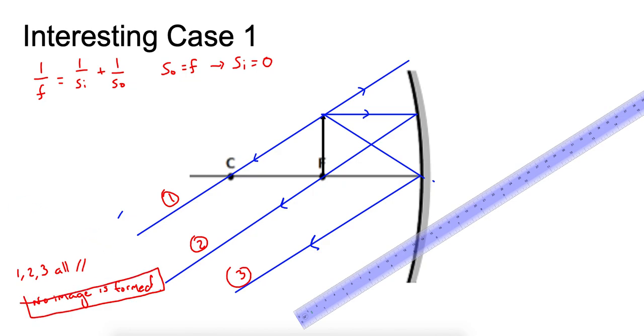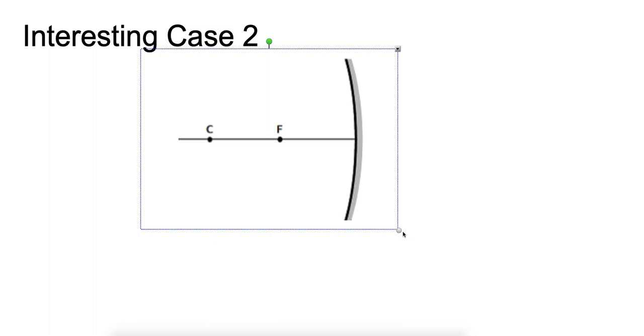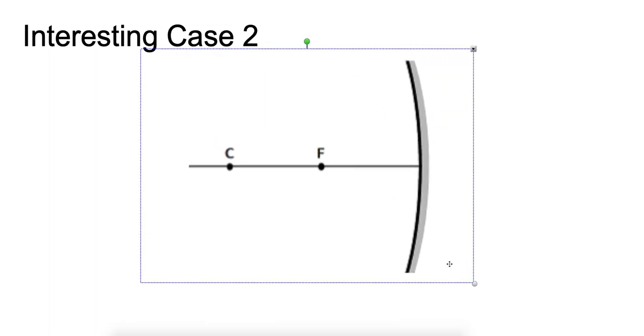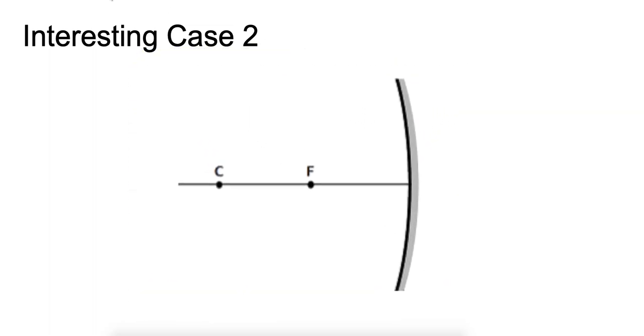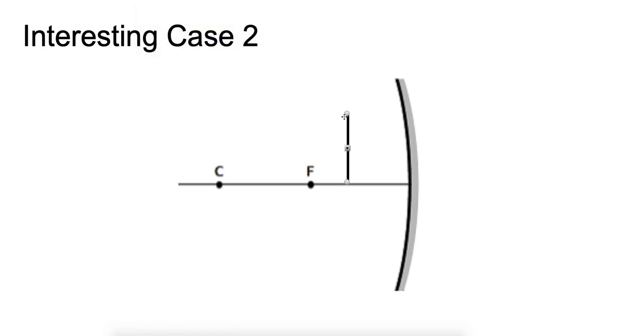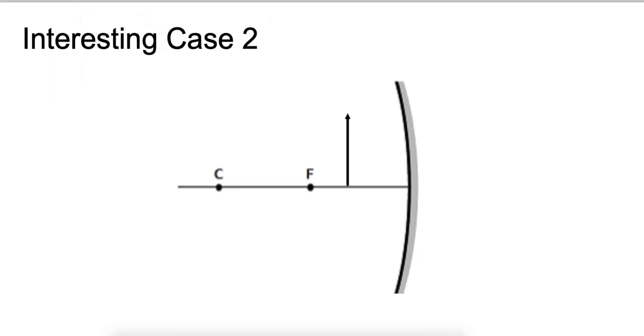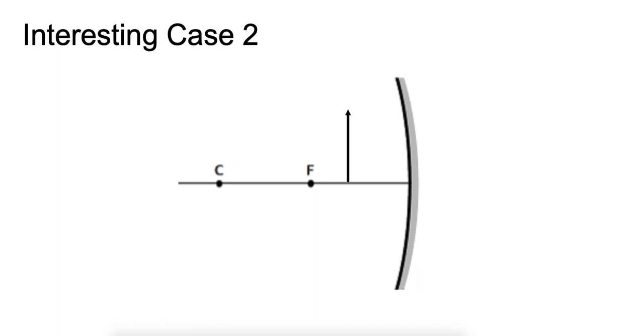Kind of interesting. All right, and then we have one more interesting case: what if we are actually in front of the focal point? What if our arrow is here? Just throw an arrowhead on this so we know. All right, so what if our arrow is there?